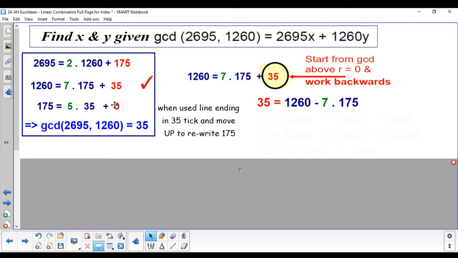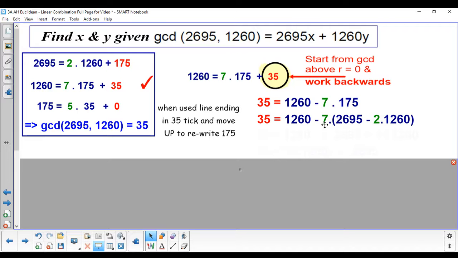So what I've done so far is I've got 35 and I've managed to represent it in these two numbers, but I need to finish off with them only in these numbers. So I'm going to go up here and now I'm going to get 175 and represent it with these. So 175 would be 2695, take off 2 lots of 1260 and it's going to slot in here. What did I do there? I started off with 35 and rejigged this so that 35 was alone. And then once I've done that, I go to the next line up and then I rejig that so 175 is alone and it goes in here.